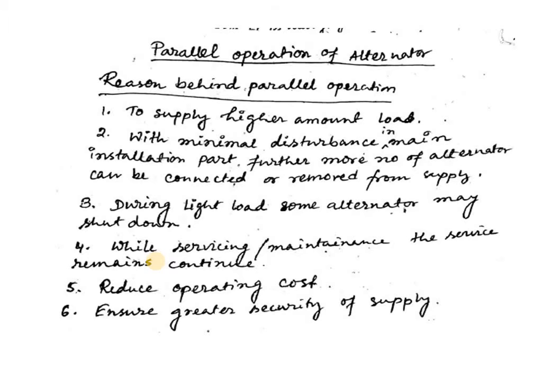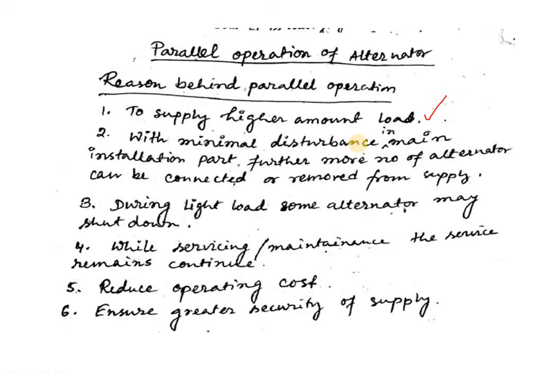First of all, to supply a higher amount of load. Suppose a 60 MVA alternator is there and the load requirement is 100 MVA. Definitely it is not possible to supply that load using a single alternator, so we have to connect multiple alternators together. Secondly, with minimal disturbance in the main installation, further alternators can be connected or removed from supply.